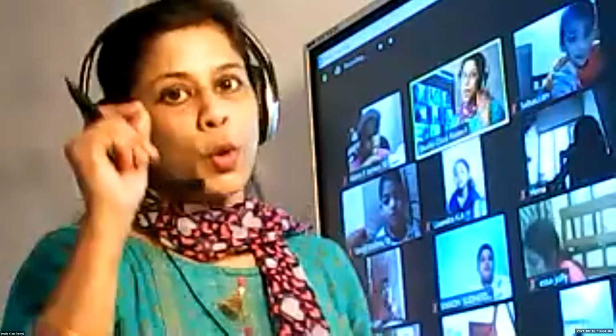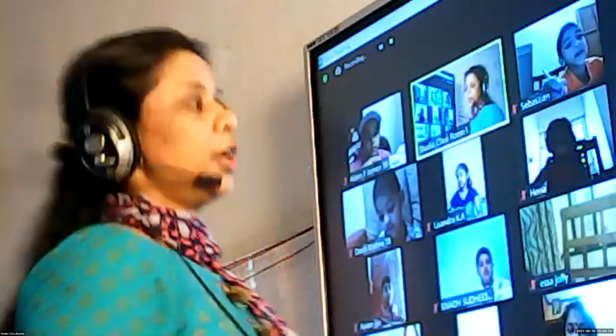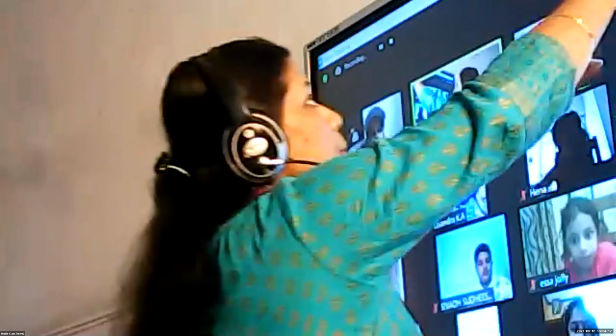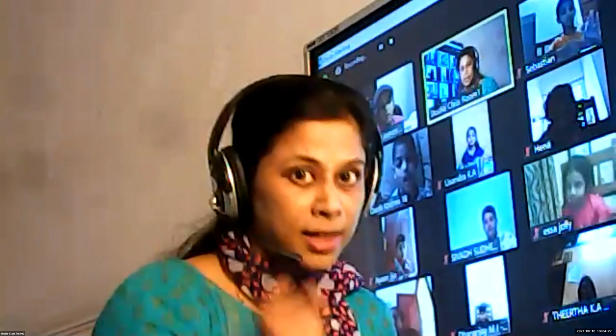In today's session, what are we going to learn? We are going to learn how to rearrange letters in alphabetical order. For this, we need to know the English alphabet very thoroughly. We have already learned the English alphabet in KG, in LKG and UKG, but still we should be thorough with these alphabets.